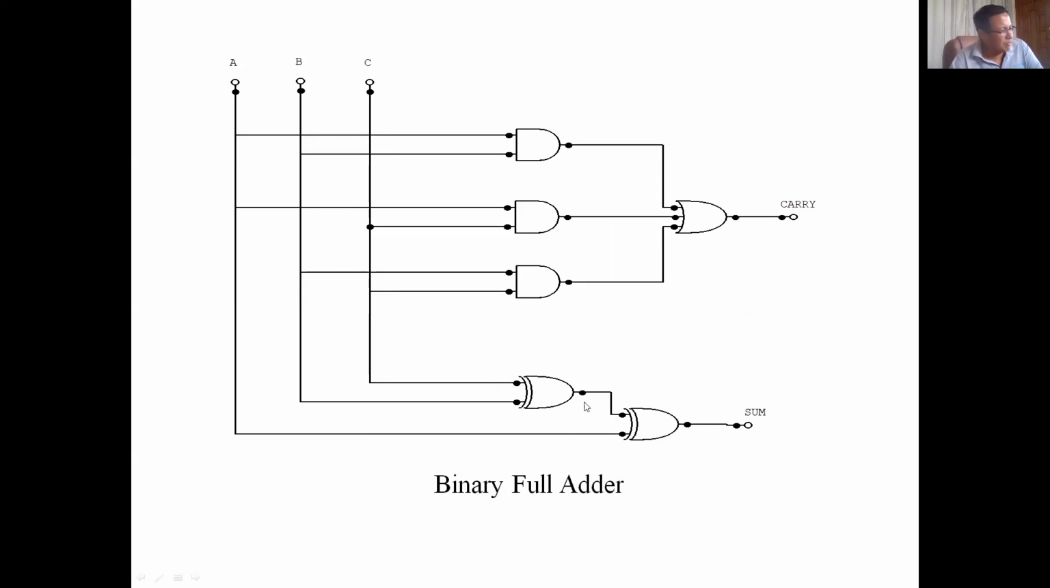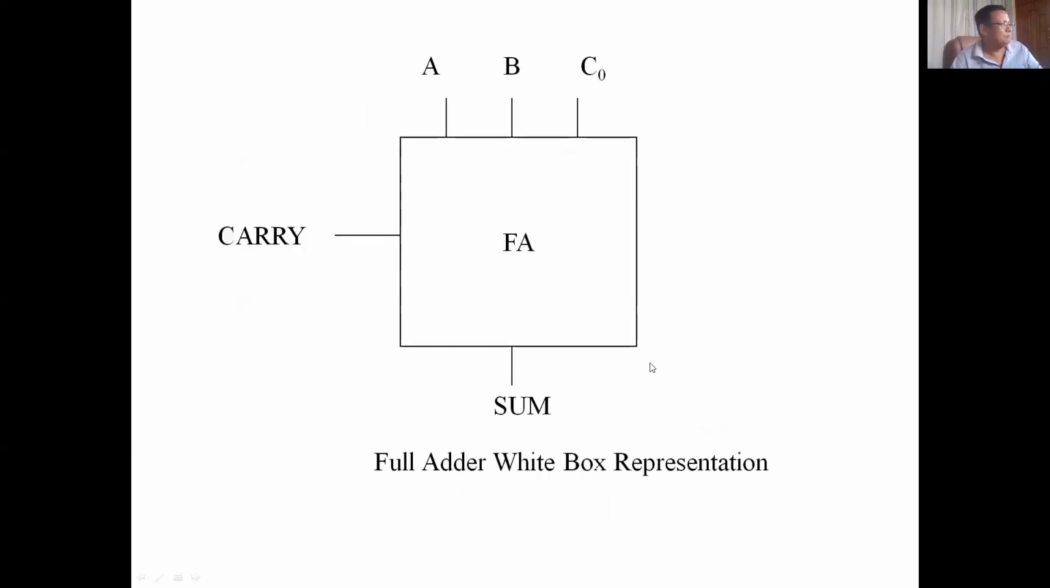Now, why is there an XOR like this? Because we don't have a 3-bit XOR gate. If you have a 3-bit XOR gate, you can use it. That was before. So here's the white box, a representation of the full adder.